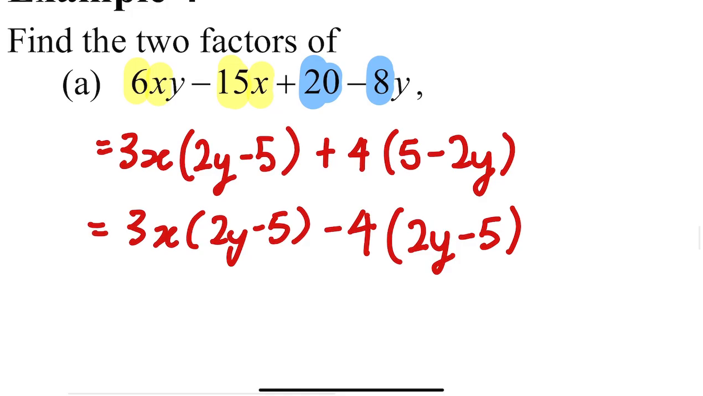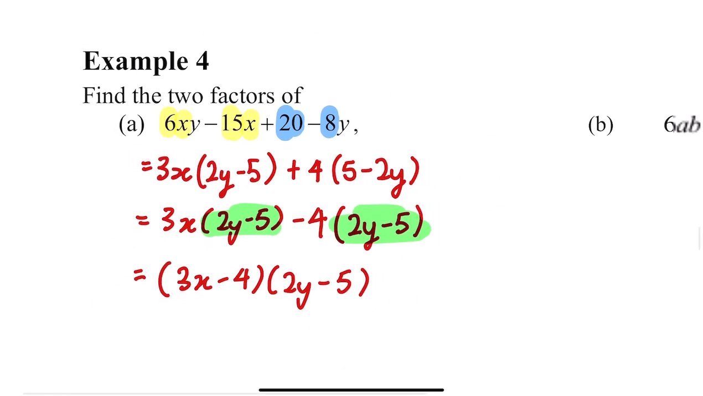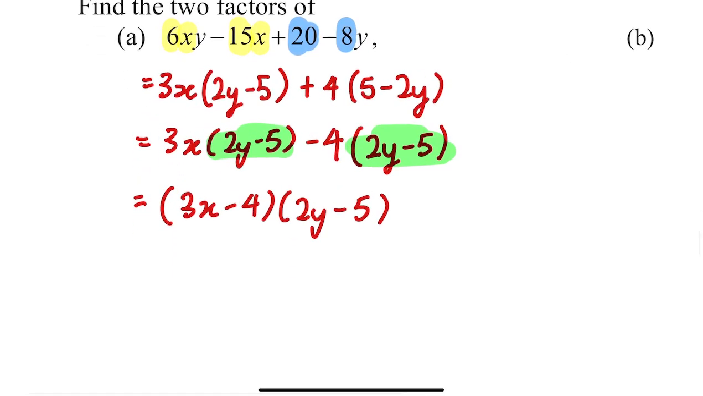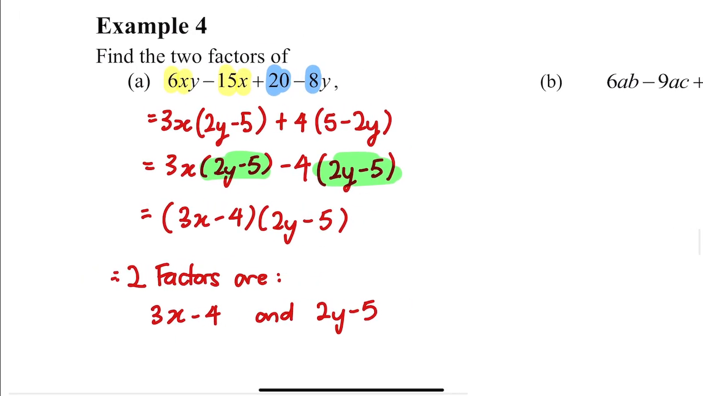Then now we cross check again. I have over here 2y minus 5 and 2y minus 5. Therefore, for the final answer I can group them together. I'll get 3x minus 4 times 2y minus 5. Okay, this is for example 4a. So the two factors, we answer the question. Therefore, the two factors of 4a are 3x minus 4 and 2y minus 5.